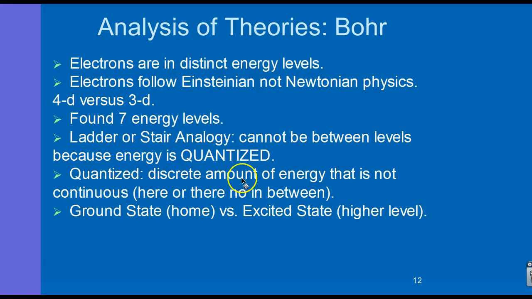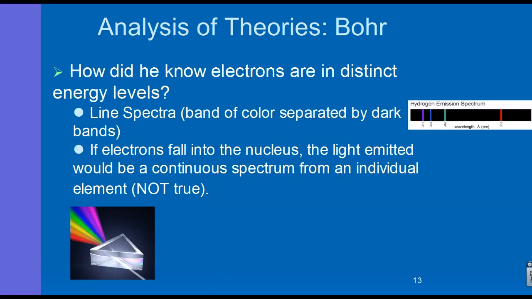Quantized. It's a discrete amount of energy that is not continuous. There is no in between, it's like here or there. I always think of the show Bewitched when she twinkles her nose and she goes from her house to maybe her husband's office and watches him. The ground state is home versus the excited state. So ground state is where the electron starts. If it absorbs energy, it goes to the excited state, which is on a higher level, and it eventually falls back down to the ground state.